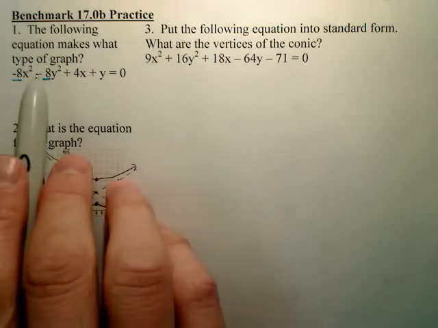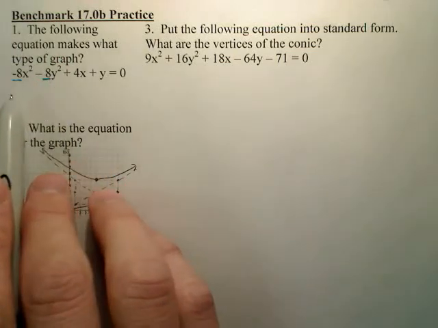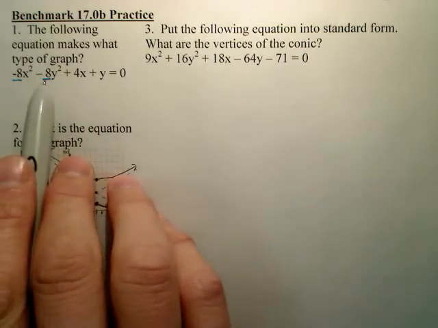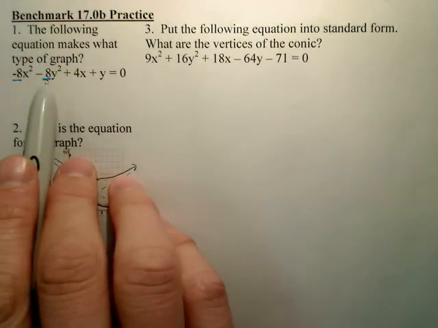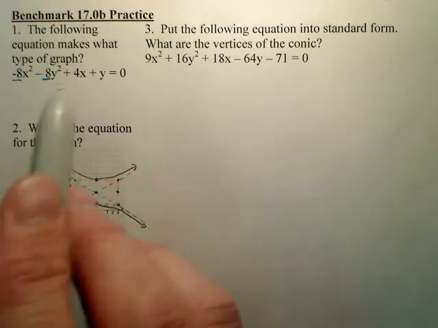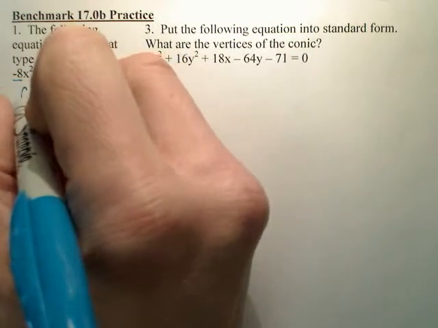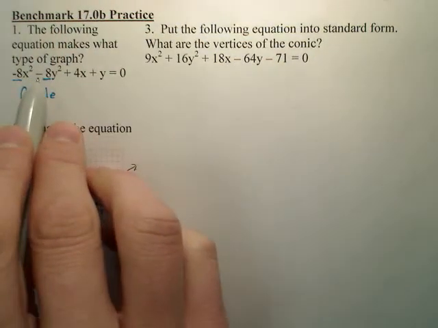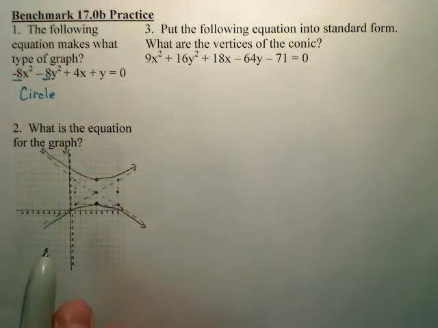Alright, let's say what type of graph this equation would be. Now you focus on the negative 8 and the negative 8, the x squared and the y squared. Since those are the exact same value, we know this is a circle. Now if one was positive and one was negative, it'd be a hyperbola. If these were different numbers, it'll probably be an ellipse depending on the sign.